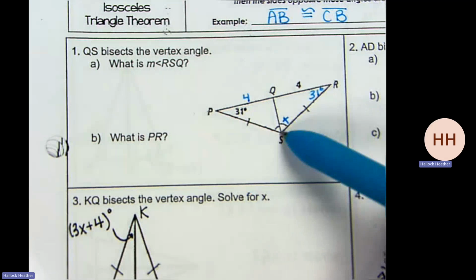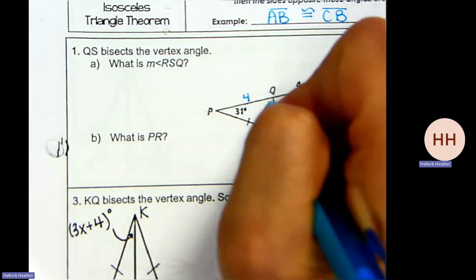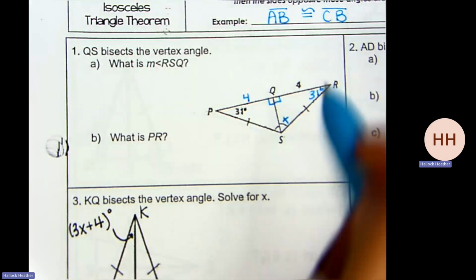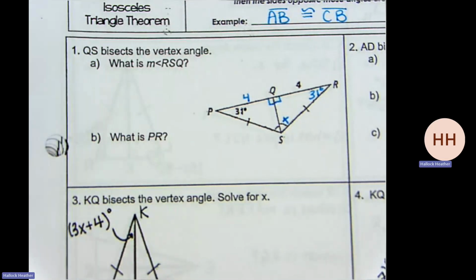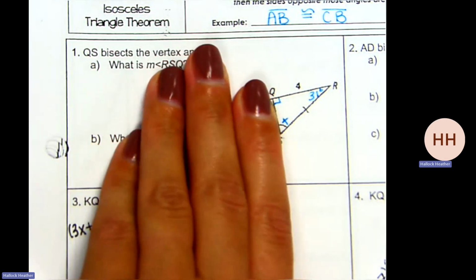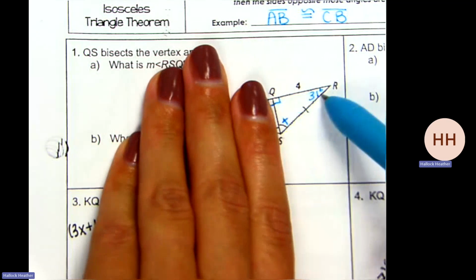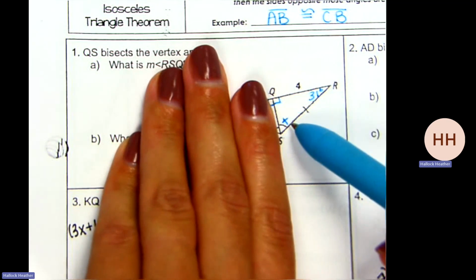With this middle line, what else could I add to my picture? 90 degrees. So a little box. I could put a box over here and I could put a box over here. So you could look at this a bunch of different ways. I think the easiest way is to cover up one half of it. And now I'm looking at this little small triangle. From before break, how much does a triangle add to make? 180. So I could do 90 plus 31 plus something equals 180.